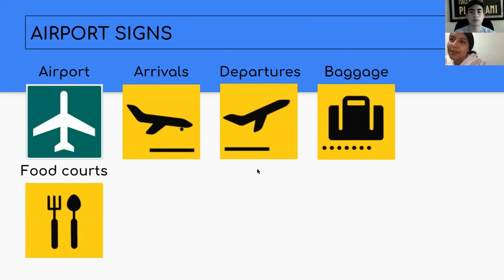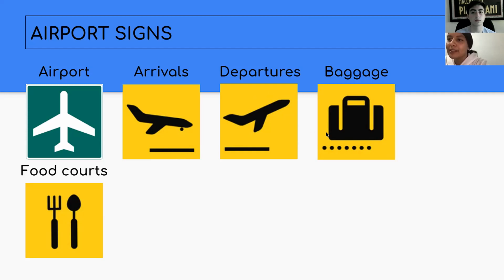We have the airport signs. The first is the one we see outside the airport, and this means that there is an airport nearby. That's why it has a drawing of an airplane, and the sign can be blue or green in all countries. Then the sign of arrivals means aircraft arrival area. The sign of departures means aircraft departure area.